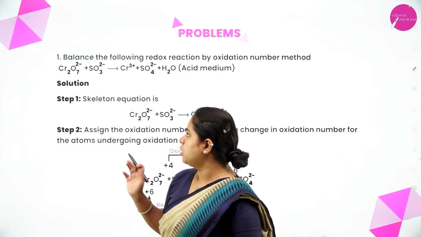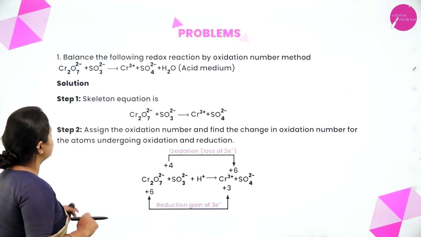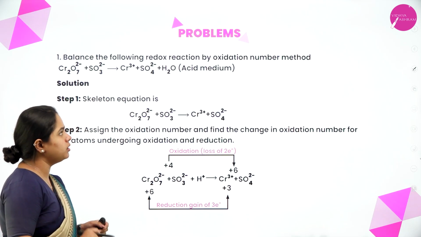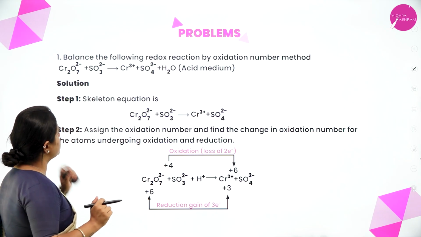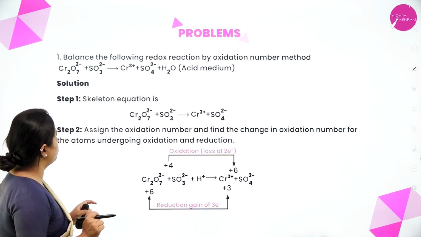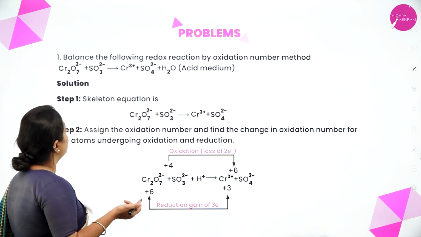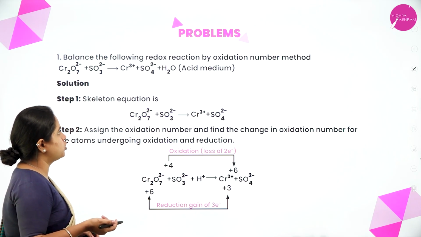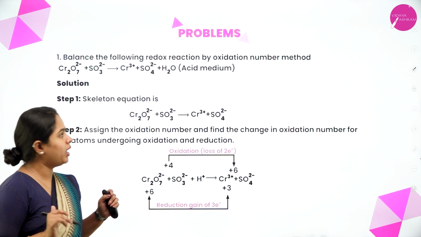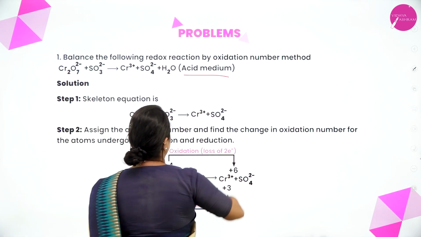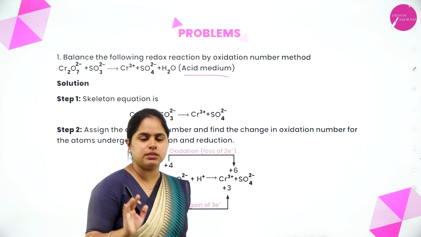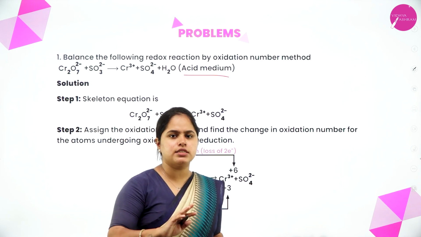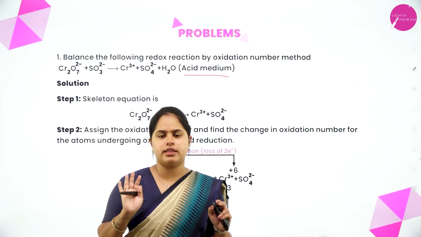So let's move on to the problems. For the first one, let's take the example: balance the following redox reaction by the oxidation number method. The equation is already given: Cr2O7 2 minus plus SO3 2 minus gives Cr3 plus plus SO4 2 minus plus H2O. It is given in acidic medium, so first we have to balance the number of oxygen atoms by adding water molecules, and on the other side we add H plus ions. Are we all clear?